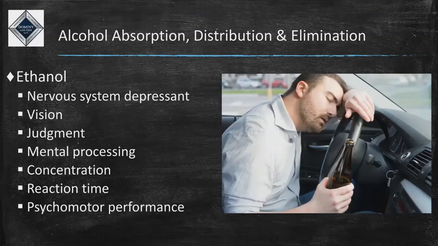It's a central nervous system depressant, and that means that it impairs vision, judgment, mental processing, concentration, reaction time, and psychomotor performance. And because it impairs those things, that means it impairs driving ability, or at least can impair driving ability, and that's why it's illegal to operate a vehicle under the influence of alcohol.